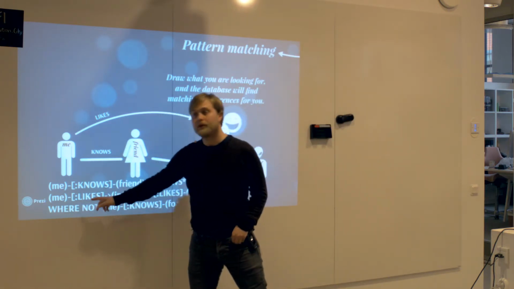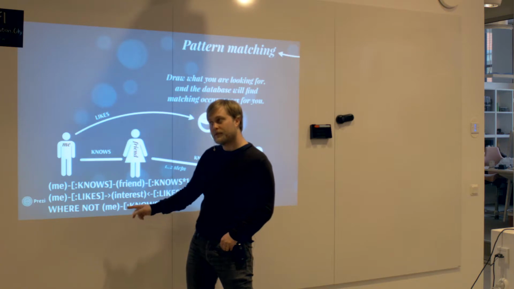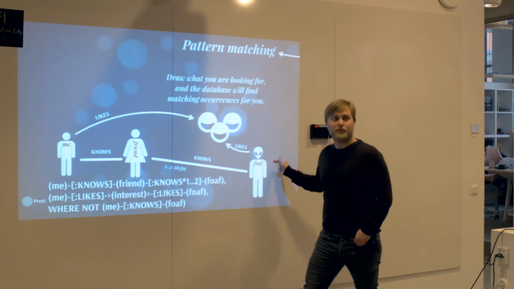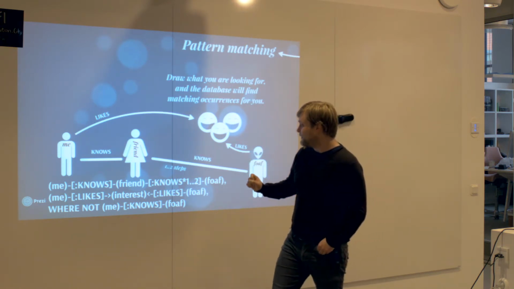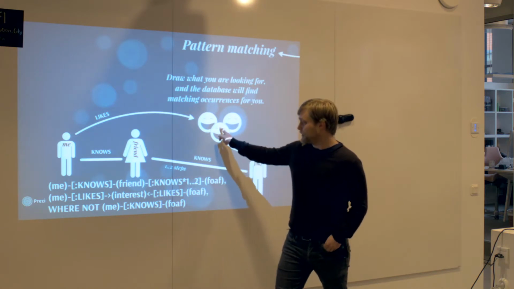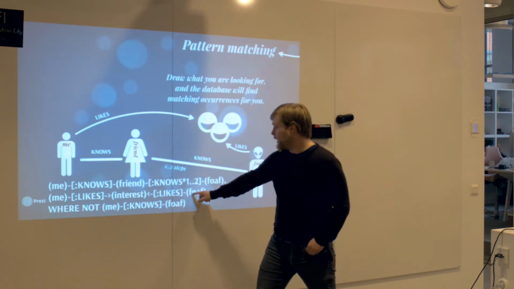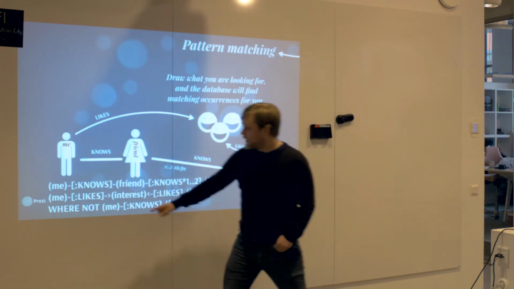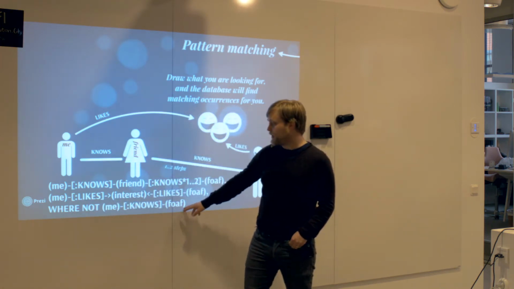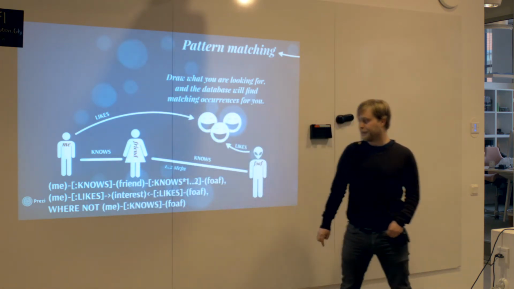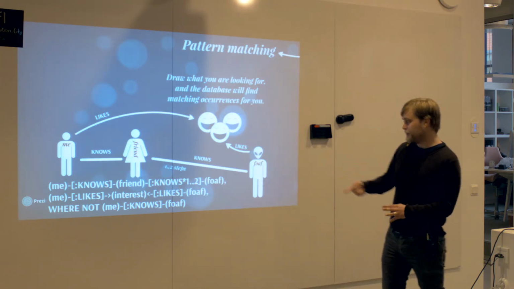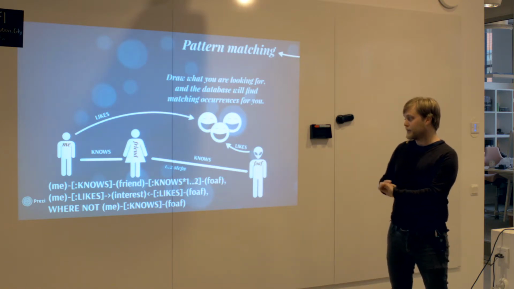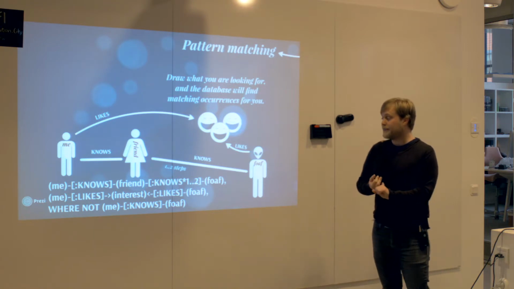I'm also looking for friends of my friends, and potentially their friends, so 2 to 3 steps removed from me, that have an interest, something I call an interest here, that I also like, but where I don't already know that person. The result of this will be a list of those friends of friends, the friend I know them through, and the interests that we share.